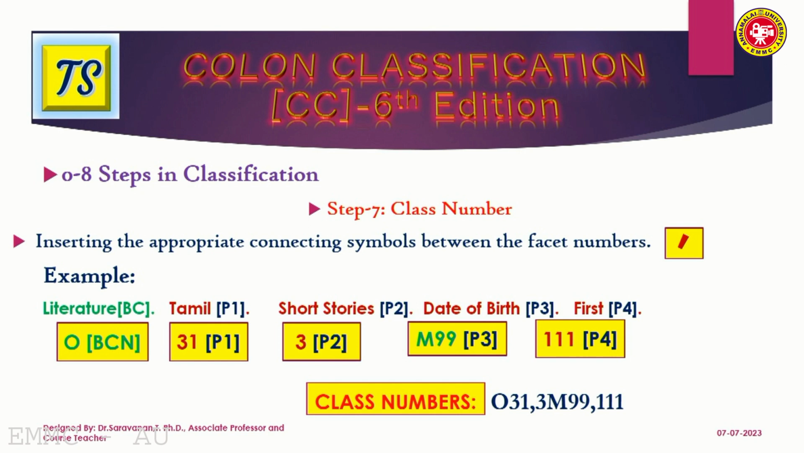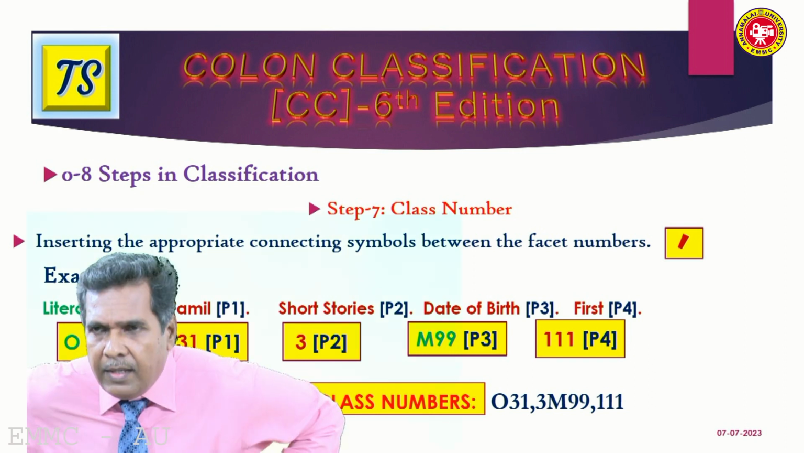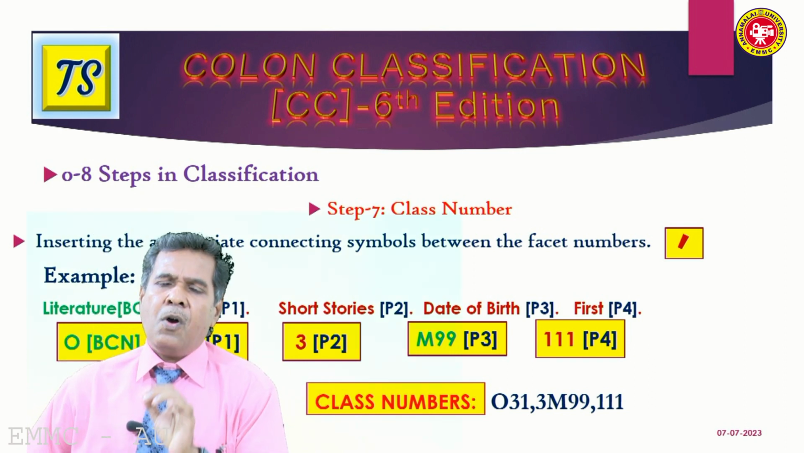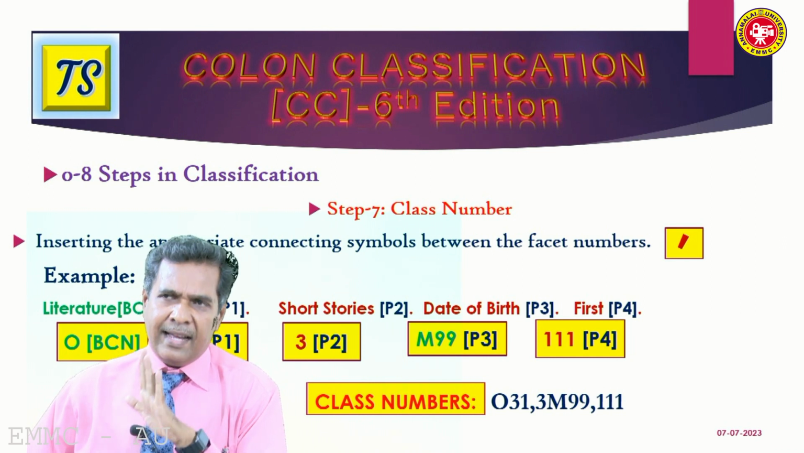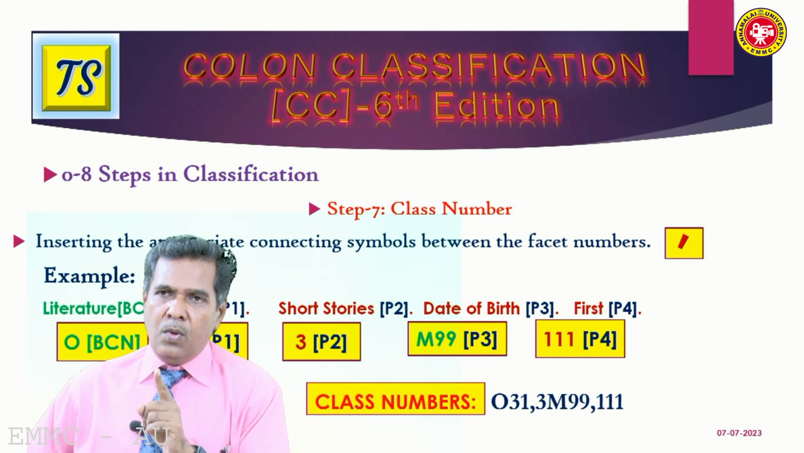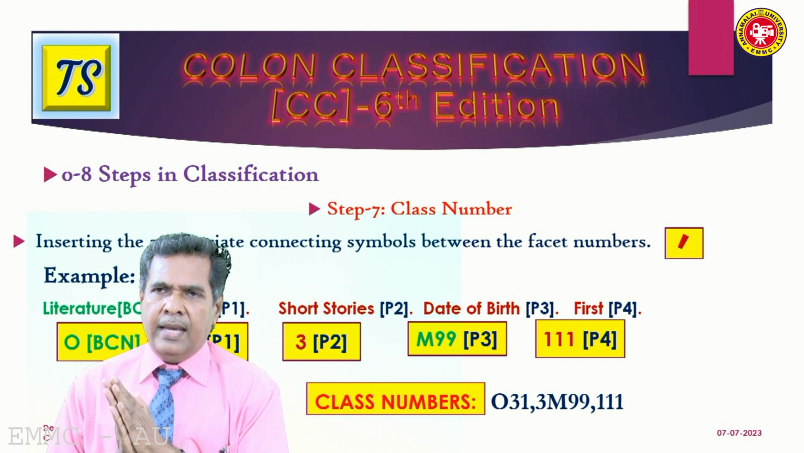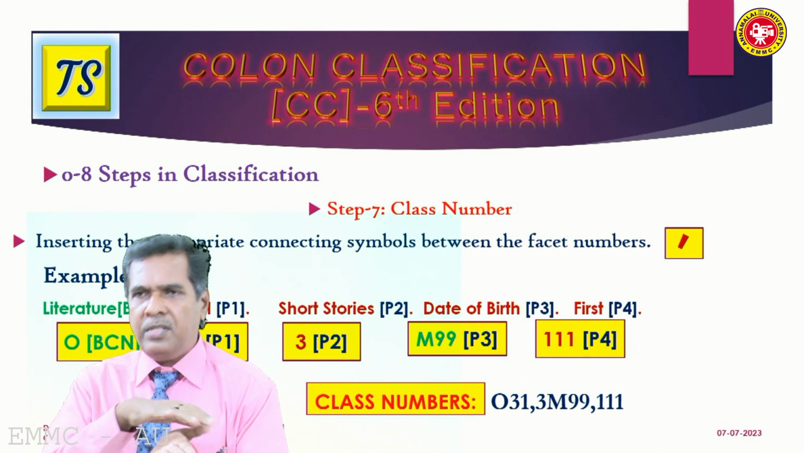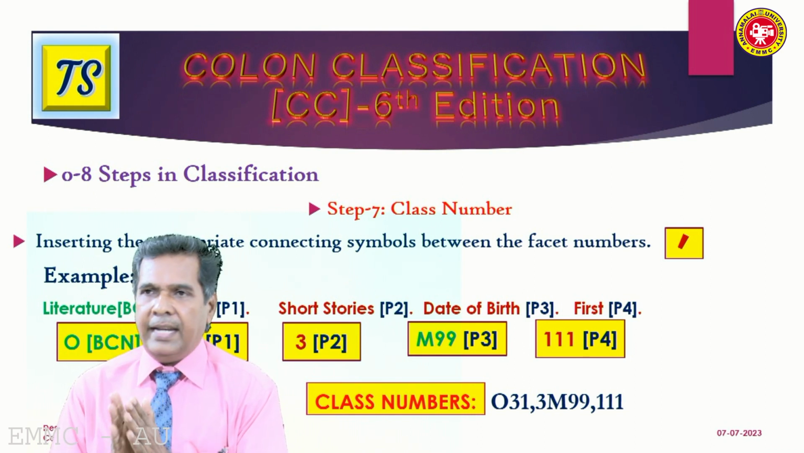Next, the connecting symbol we need to use. Step 7 helps to prepare the final class numbers. For the final class number in this title, everything falls under the personality category. So, the comma is permitted to connect the facets. O31. As I said, the 3-1 language facet, the first personality facet, follows the literature immediately. No connecting digit is required.